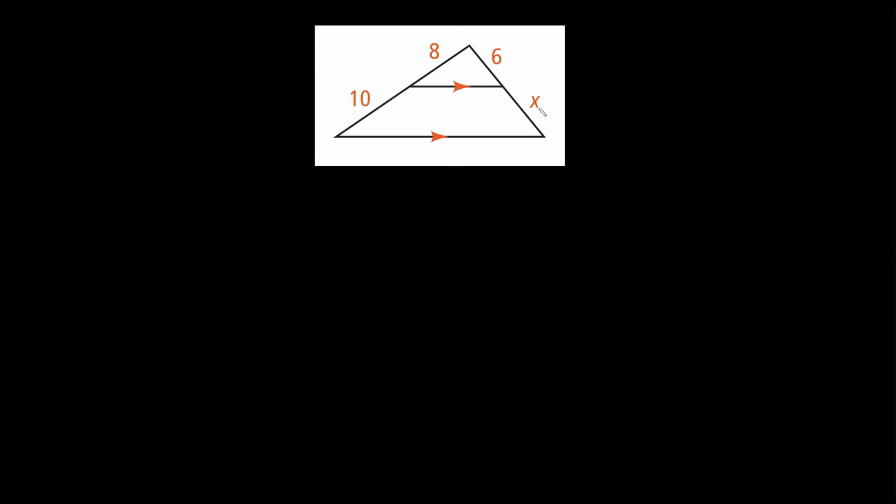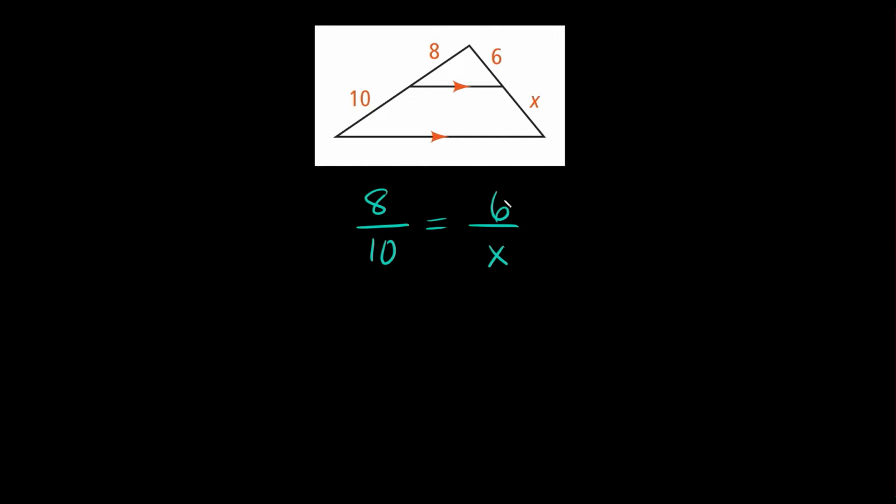So the way we can solve for x over here is by setting up a proportion. So again, a proportion is just basically a fraction equal to another fraction. So what goes in your first fraction right here? Well, it's going to be just one whole side of the triangle. So here we can say 8 over 10. And that's going to be equal to the other side of the triangle. So 6 and x.